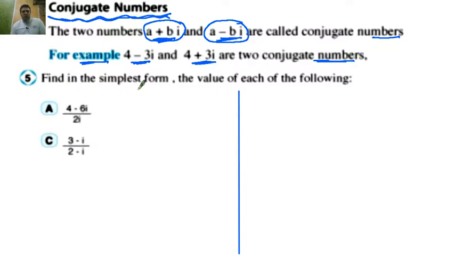Find the simplest form. Find in the simplest form the value of each of the following. Number A: 4 minus 6i over 2i.